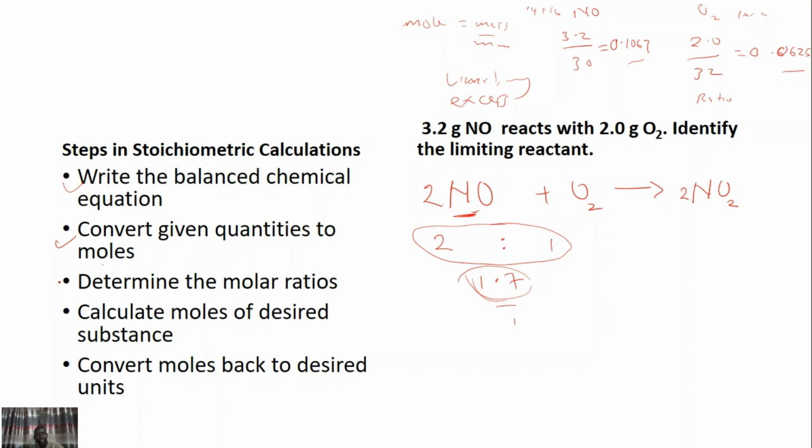So I think I have overstepped here. We determined the molar ratio already. Calculate the moles of the desired substance, and convert mole back to the desired unit. These 2 steps are not applicable here, okay? Because what we are trying to get is the limiting reactant, which we have gotten here. So here, the nitrogen oxide is the limiting reactant because it cannot supply the number of moles that is required by the oxygen, okay?